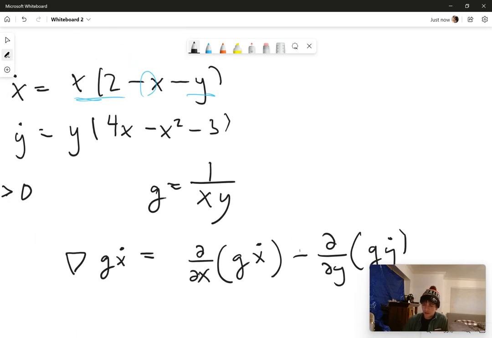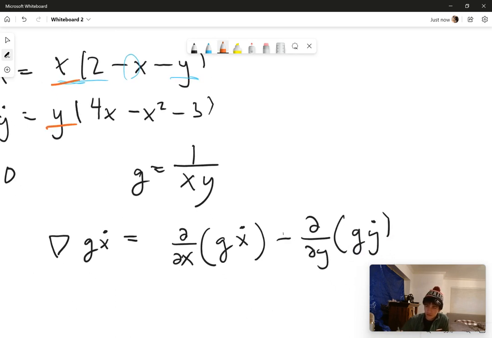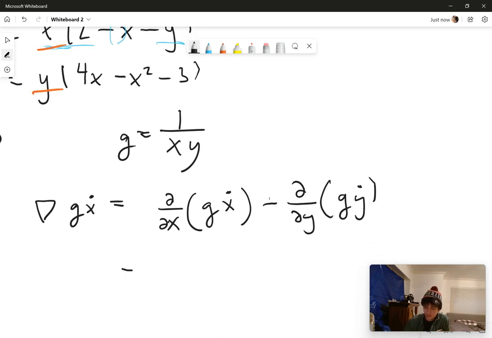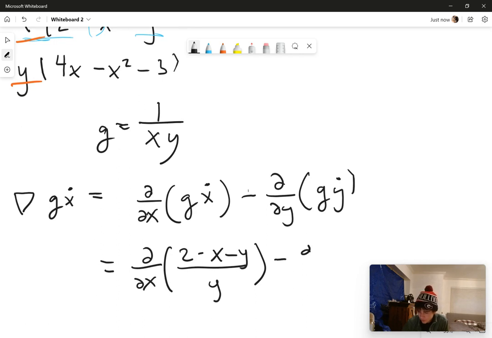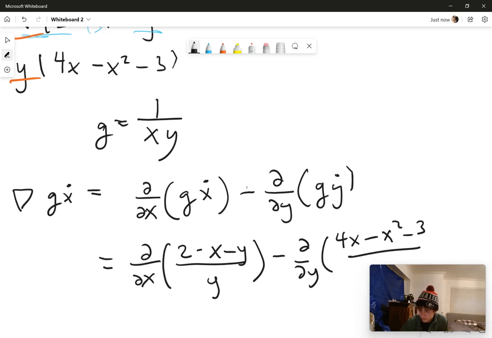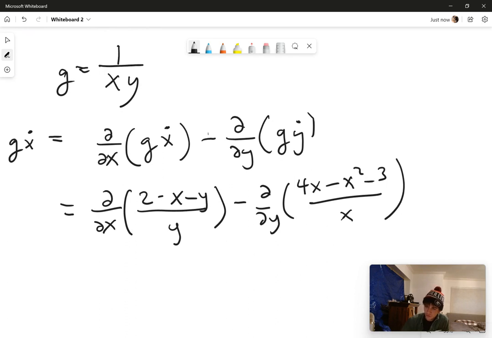Okay, and so the nice thing is that when we plug in for x dot and for y dot, the x and the y terms are going to nicely cancel, as you'll see. So I'm going to go ahead and plug in the equations for x dot and y dot, and I'm going to get partial over partial x of 2 minus x minus y over y, minus partial over partial y of 4x minus x squared minus 3 all over x. And this is a very nice substitution because we've automatically gotten rid of the y dependence of y dot by our choice of g. And so this term just goes to 0.